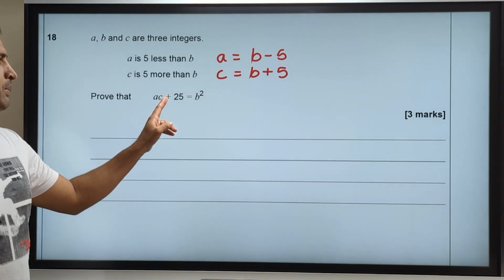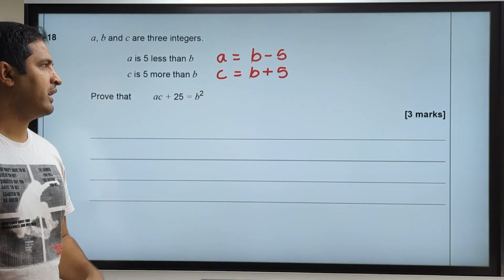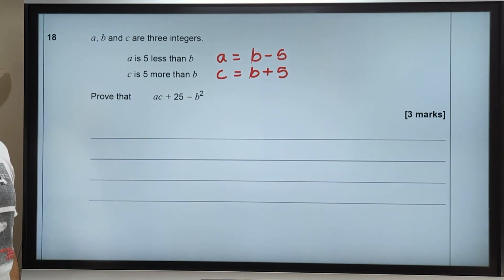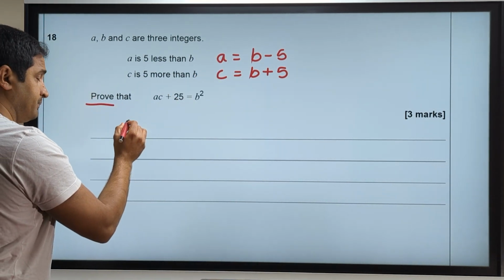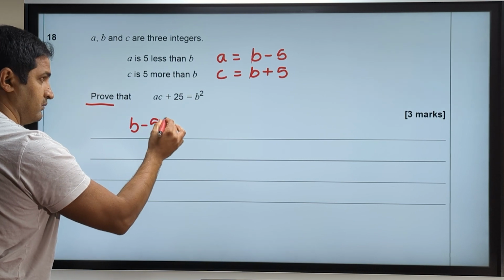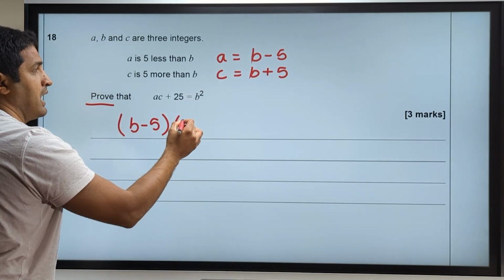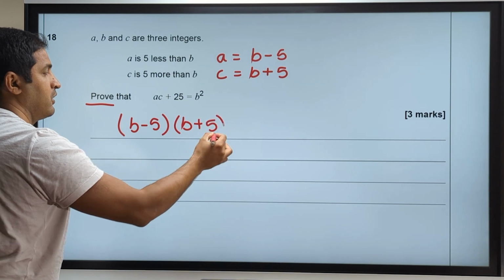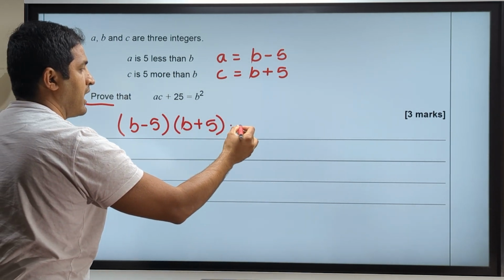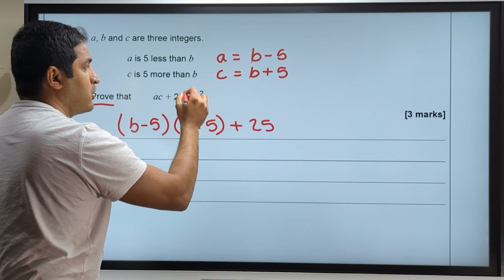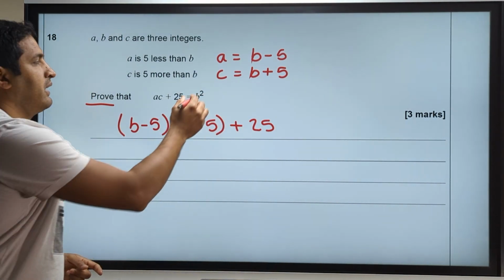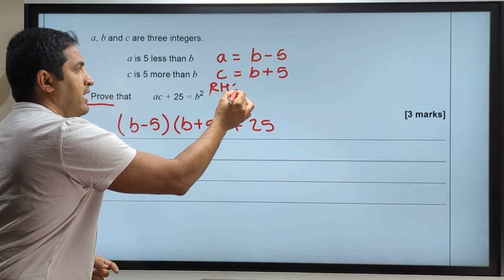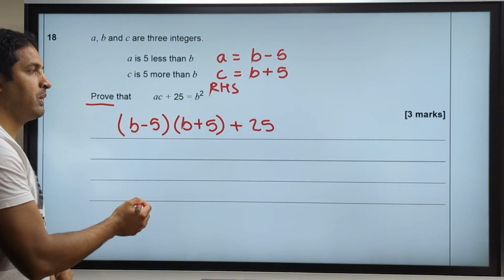Prove that AC plus 25 is equal to B squared. So we just need to put those expressions in there and show that it's exactly the same as B squared. That's the proving part. So put A equal to B minus 5 and C equal to B plus 5, and then add 25, and that should be the same as B squared. Just multiply this out and add 25, and if we get the same answer as the right hand side, then we've proved it.